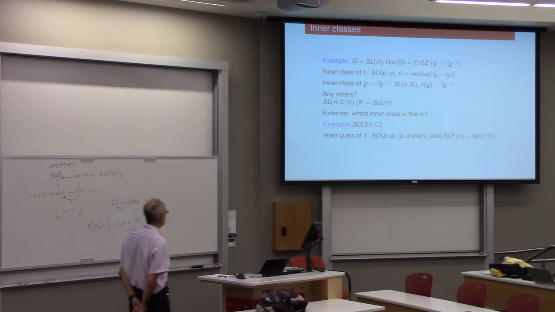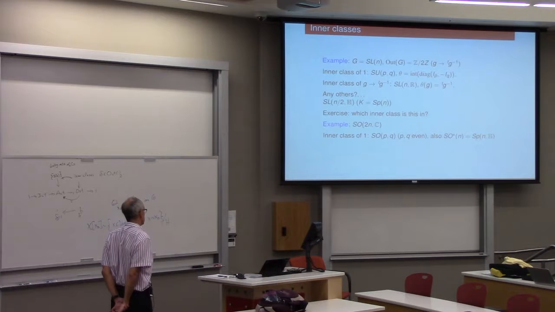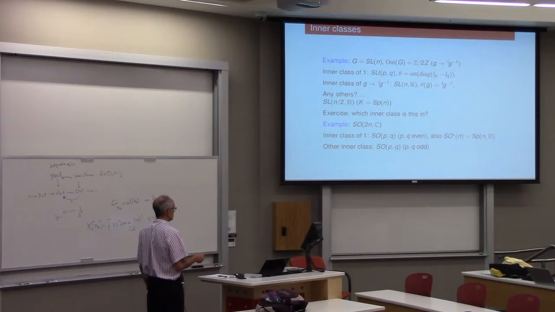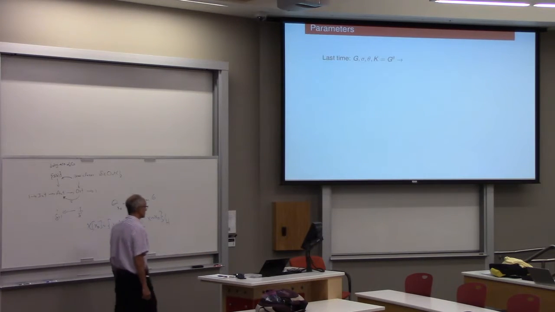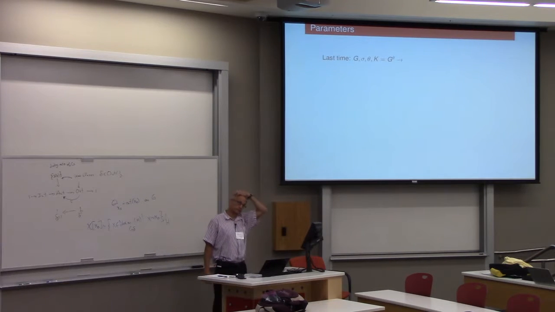Yeah. So here's the SO(2n, C) example. I said this in words. The compact inner class is the groups SO(p,q), where p and q are even, and also this group SO star, and the other class is the SO(p,q)s, where p and q are odd. And these groups all have a compact Cartan, and these groups don't. Okay, questions before I go on?